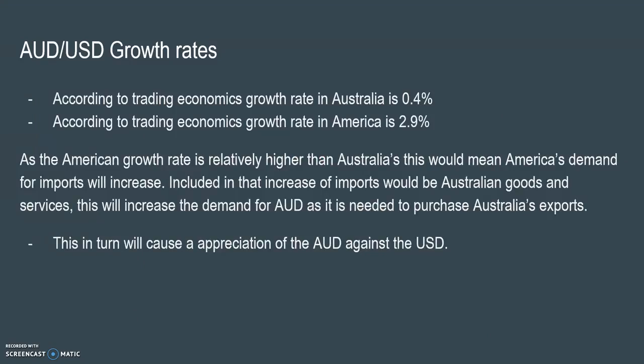As you can see from this information, the growth rate of America at 2.9% is substantially higher than Australia at 0.4%. As the American growth rate is higher, this would mean America's demand for imports will increase. Included in that increase of imports would be Australian goods and services. This will in turn increase the demand for the Australian dollar, as it is needed to purchase Australia's exports. We expect this to cause an appreciation of the Australian dollar against the US dollar.